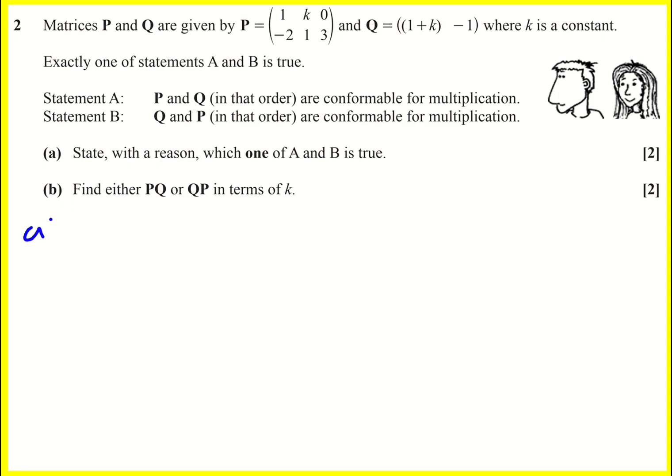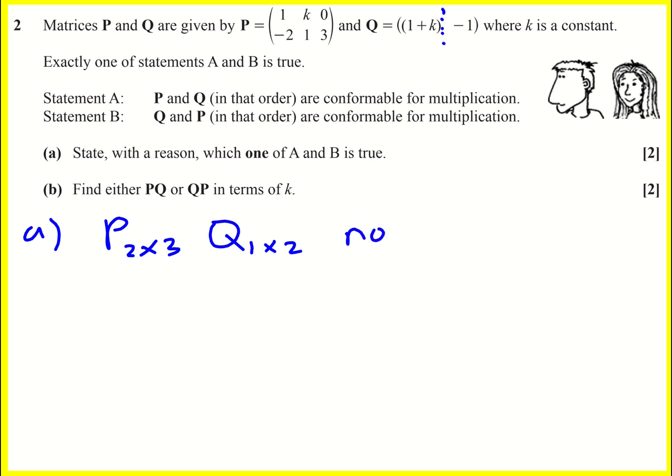To start this question, I'm going to write down the size of each of these matrices as I'm multiplying them. So if I have P, I've got 1, 2 rows going down. I've got 1, 2, 3 columns going across. If I then multiply that by Q, then just be careful. These are two elements. So I've actually got one row here and then two columns.